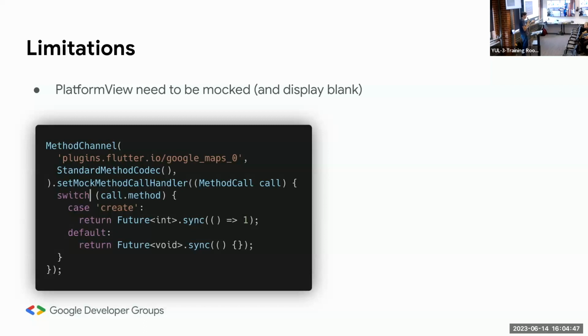So it doesn't have Google Map or whatever, it doesn't have the native side. So what you do is mock the channel used by the platform view. It's a message queue between the Flutter world and the native world to communicate. So if you write this piece of code, you trick the platform view into thinking that something is responding. There's nothing, it displays blank, but at least your test passes, and you can still render the rest of the screen.